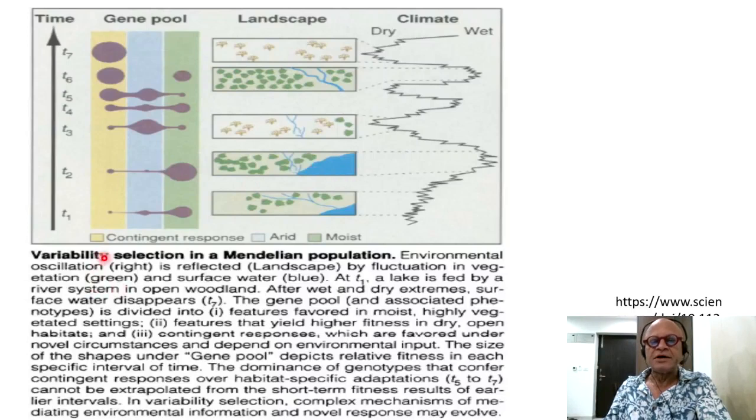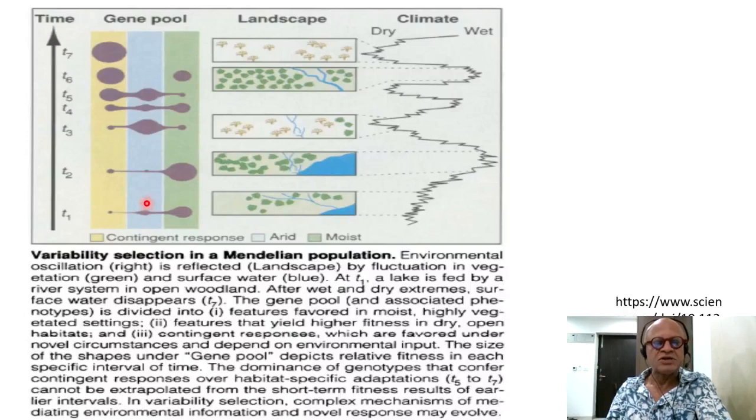At T1, a lake fed by a river system is open in open woodland. After wet and dry extremes, surface water disappears by here. So you have desertification and arid land expansion, which we'll look at through model simulations in chapter 5. The gene pool and the associated phenotypes, which are environmentally selected genetic expressions, is divided into 1. Features favored in moist, highly vegetated settings, and 2. Features that yield higher fitness in dry, open habitats, and 3.